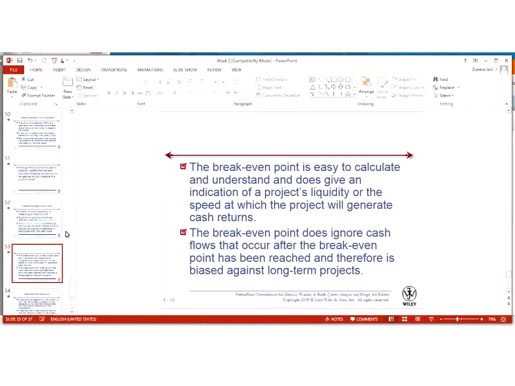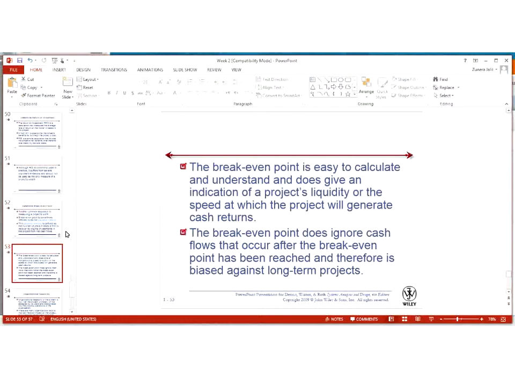The break-even point is easy to calculate and understand, and thus gives an indication of the project's liquidity, or the speed at which the project will generate cash returns. So when you have started a project, and in the initial 2 or 3 years the project is not returning or paying you back, if it starts paying you back after 4 years, then it means after 4 years you are going to have only profit and your initial expenditures are recovered.